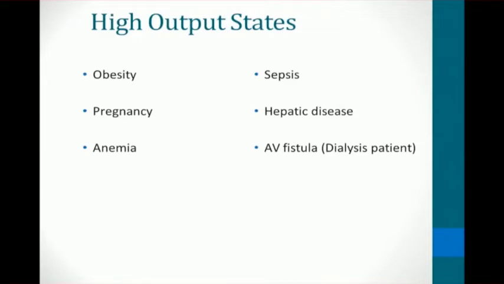Patients where you might get a higher flow velocity but relatively normal aortic valve area may be in a high output state. Is your patient obese or pregnant? Do they have kidney or liver disease? These can lead to falsely increased flow velocities.